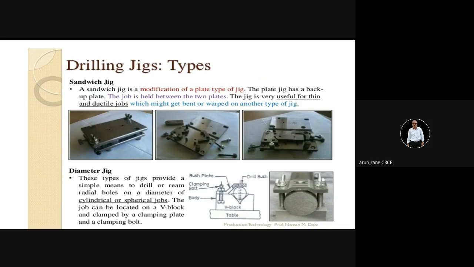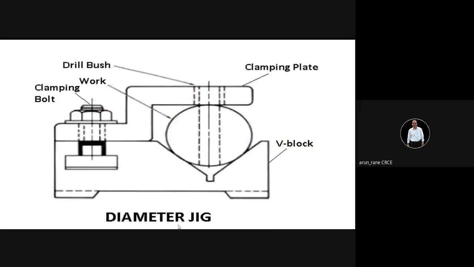Then diameter jig. Diameter jig is very simple. It just uses a V block. On the V block, you just keep the round pieces. Whenever there are round components, round workpieces, you have to go for a V block. There is no other alternative. You cannot rest it on a flat surface. So this is your diameter jig. Easy to draw. This is the fourth jig you can remember.